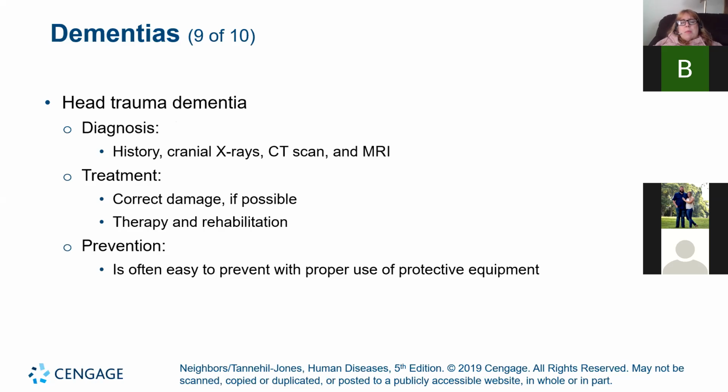Again, the head trauma can be from an accident. It can be from somebody falling down the stairs and just any damage to the head, okay? Sports, that type of thing. So again, we want to correct the damage if possible. If not, then we're going to go with therapy and rehab, okay? One of the big things is this one's very easy to prevent with the proper use of protective equipment.